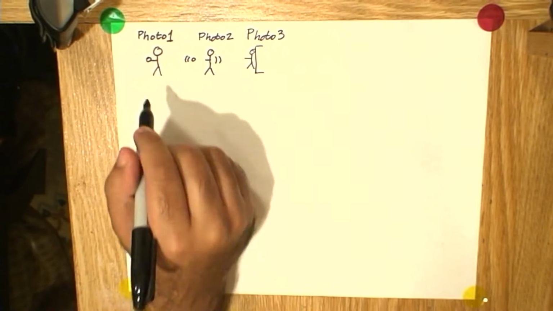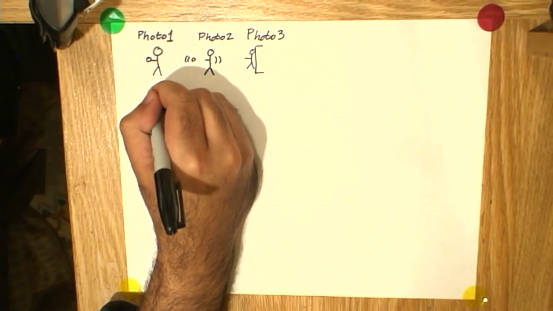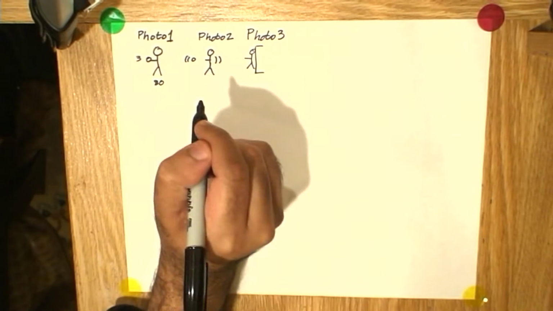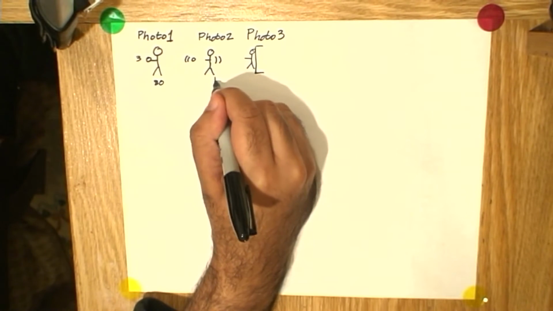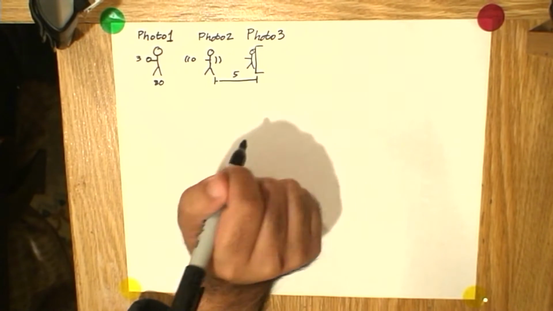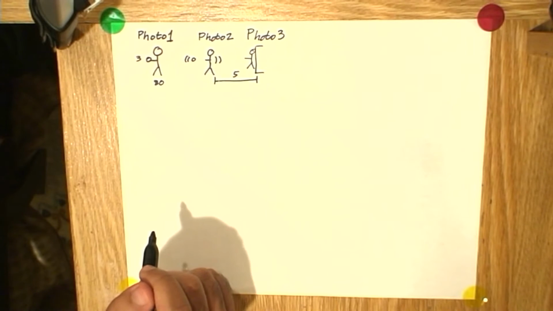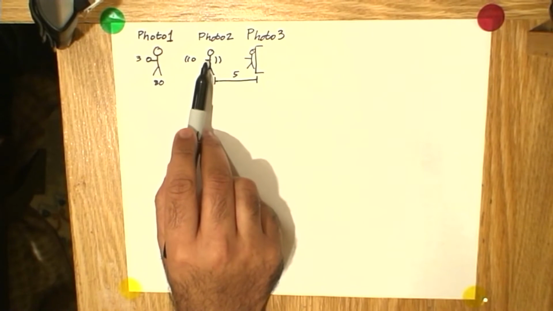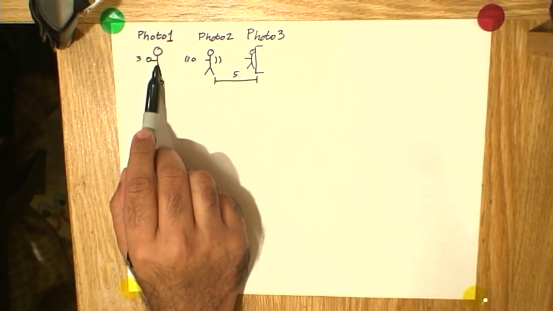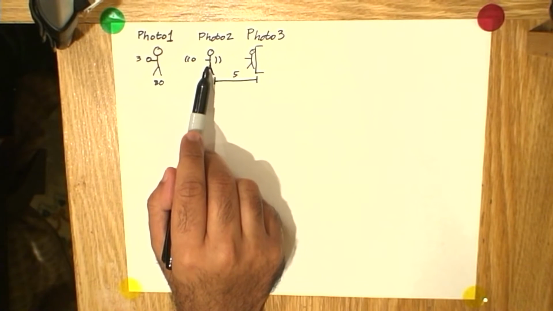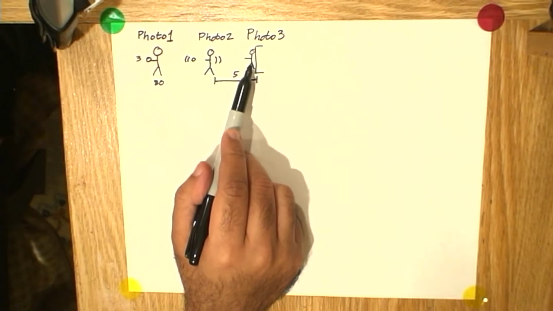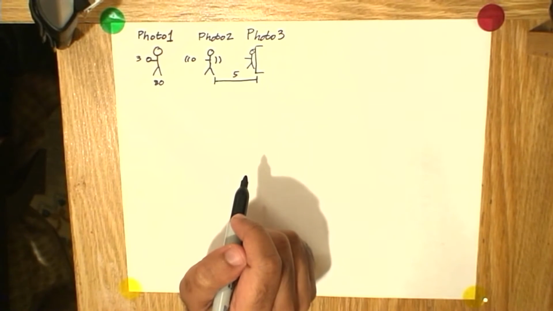So, we have been told that the mass of the astronaut is 80. The mass of the ball is 3 kilograms. The distance from the astronaut to the airlock is 5 meters. And we have to figure out how long it's going to take for the astronaut to reach the airlock. So photo 1 is before he throws the ball. Photo 2 is a nanosecond after the astronaut throws the ball. And photo 3 is when the astronaut arrives at the airlock.